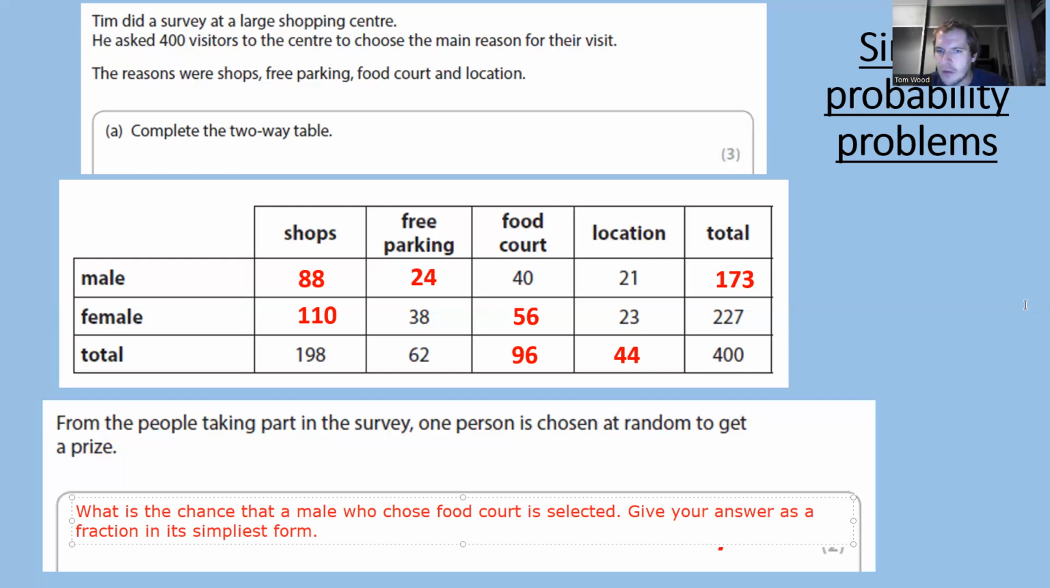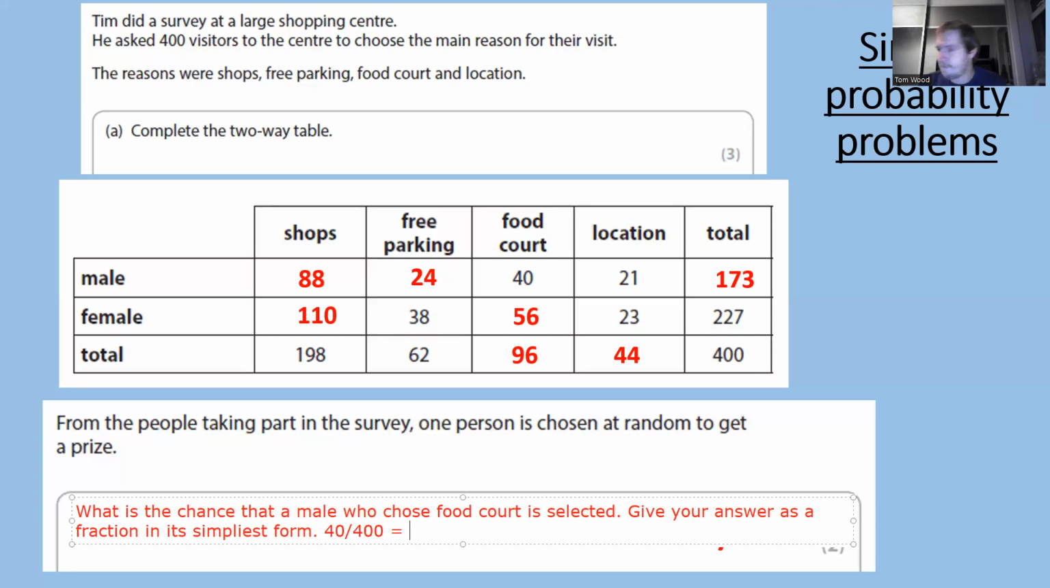Okay, so a lot of answers there. The majority of them have come in kind of correct. The answer we're looking for, so it's still out of everyone, we're looking for a male. That already narrows our choice down. If it was just a male, there's 173 of them, but it was a male who chose food court. There are only 40 of them out of 400. Please be careful. A lot of people have put 40%. Obviously, a percent is out of 100, so this wouldn't be 40%. It would actually be 10%.